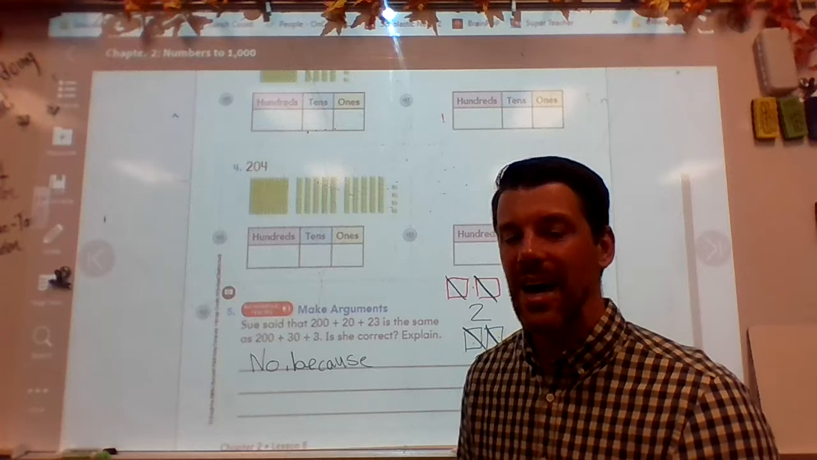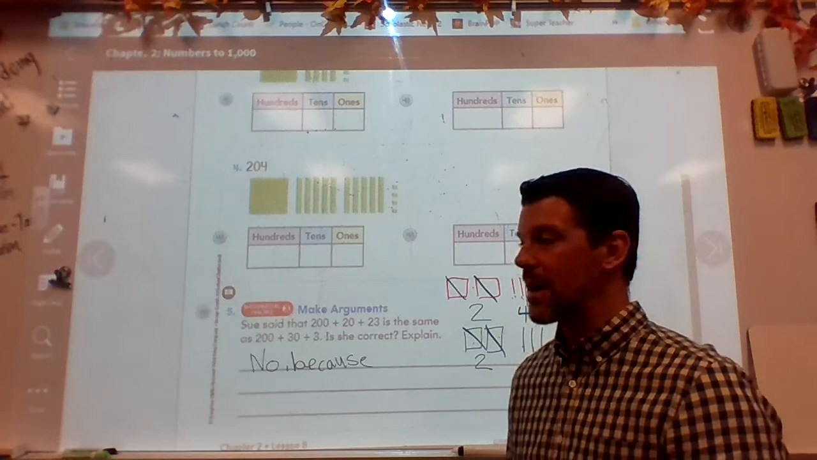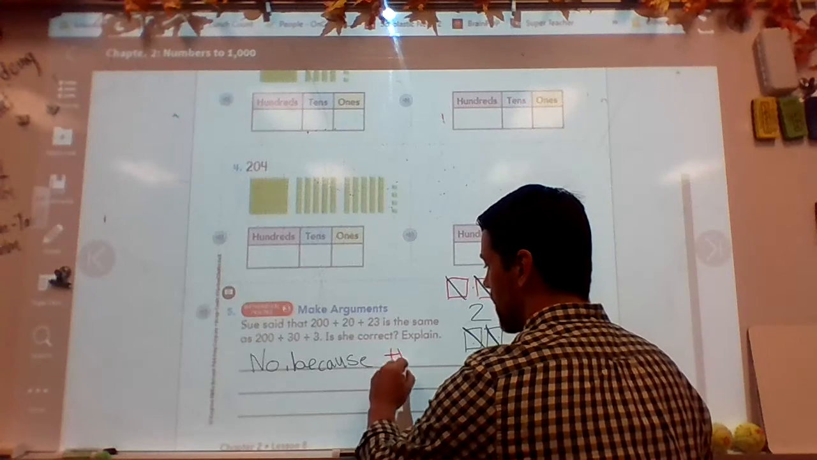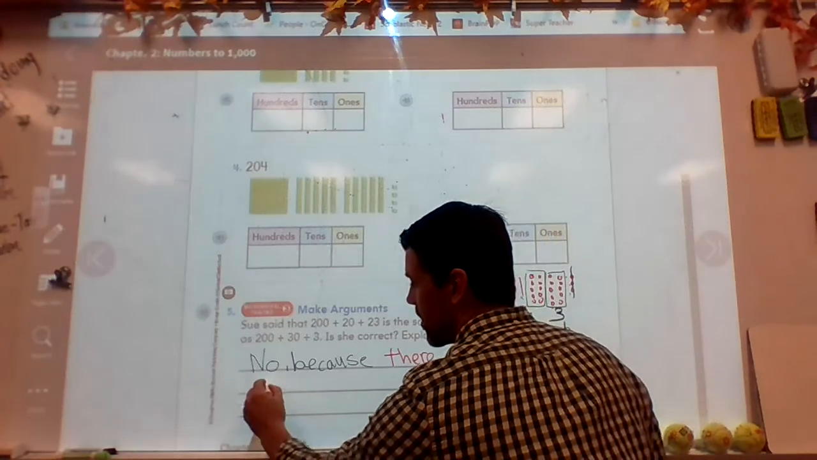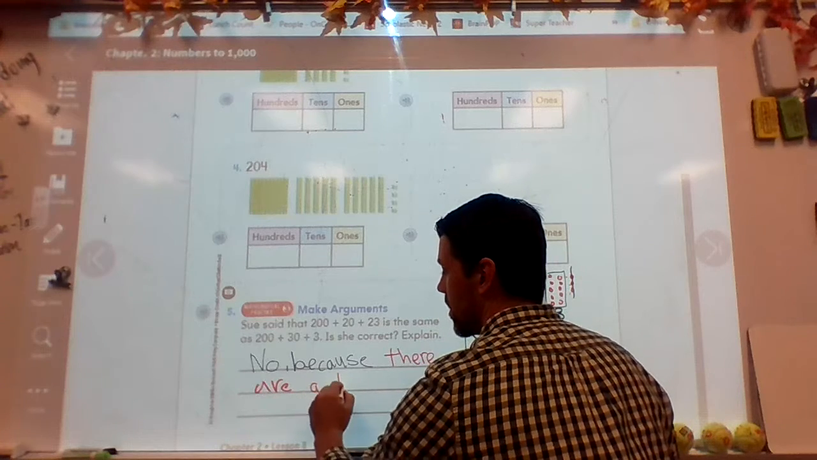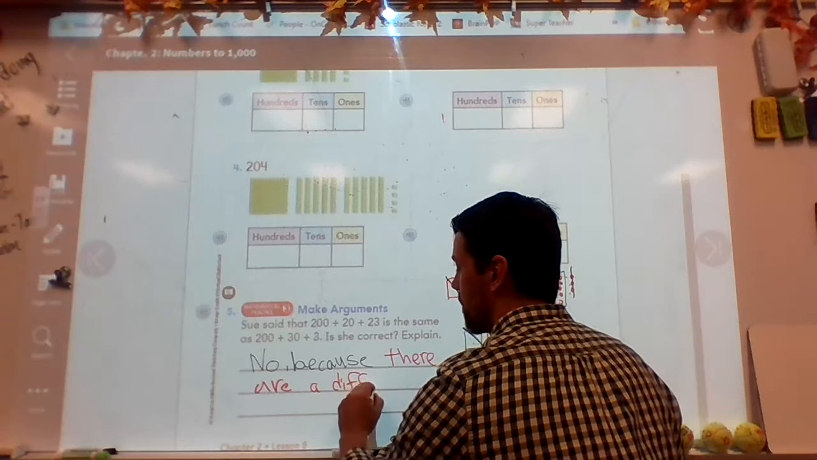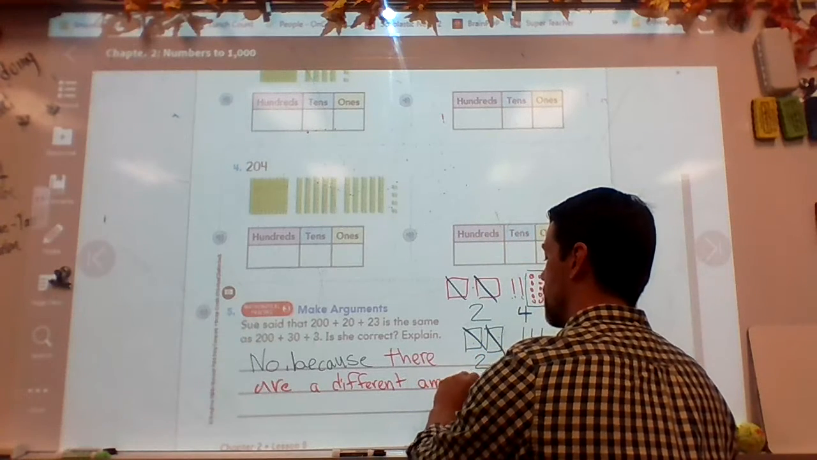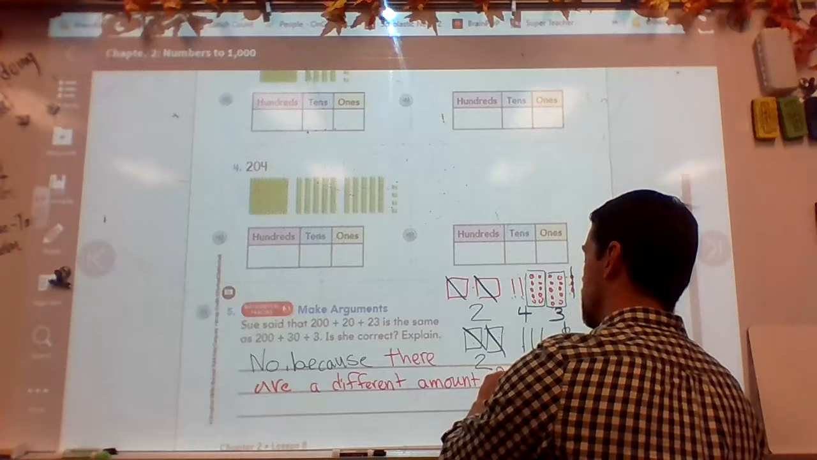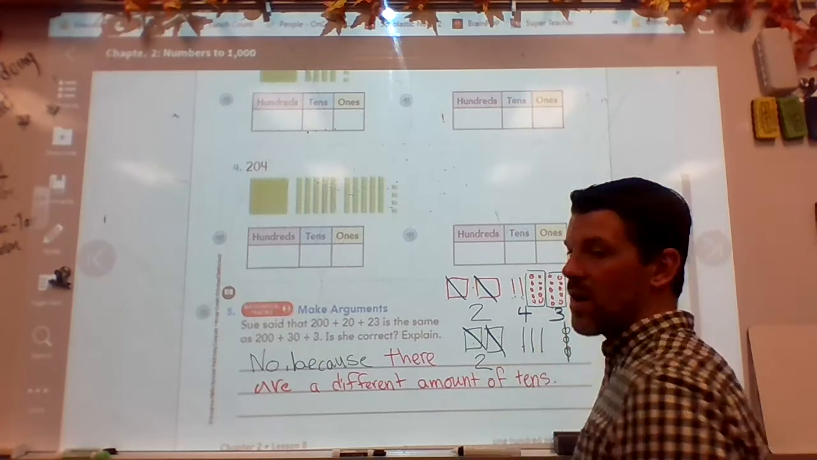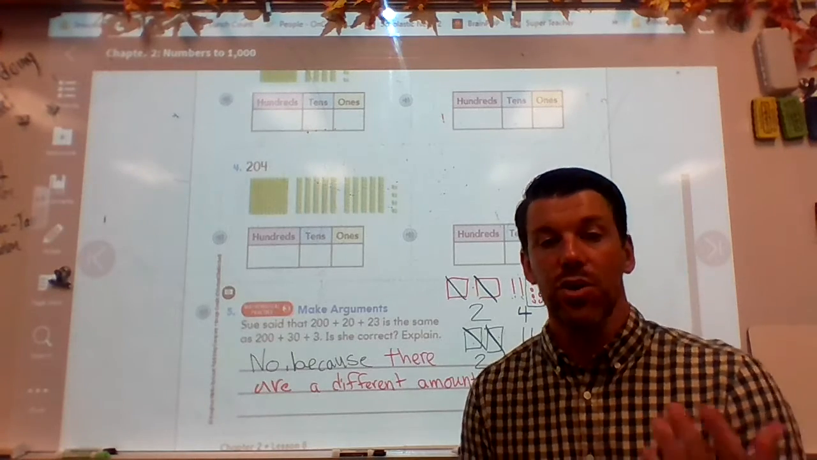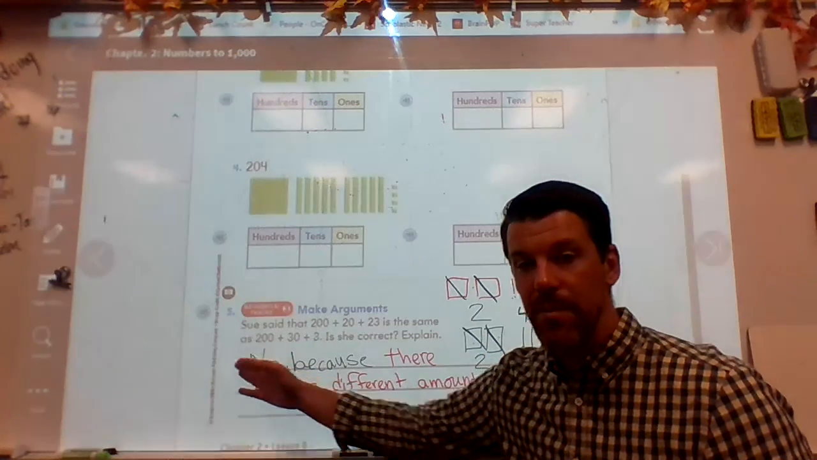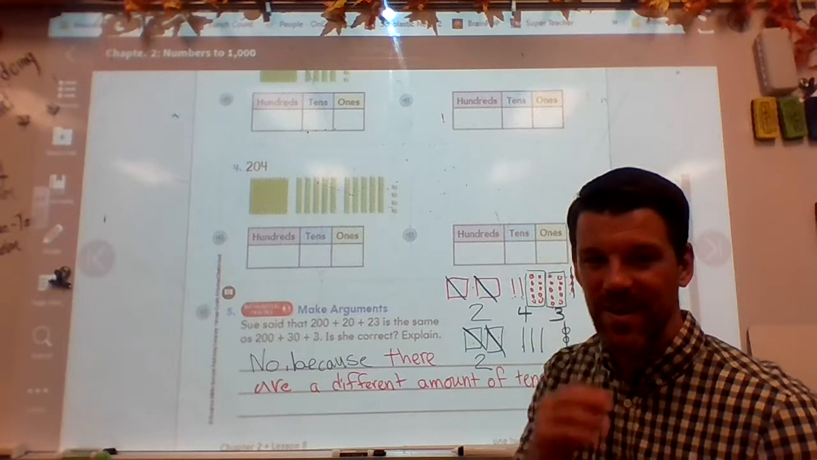So, no, it is not correct. And the reason that it's not correct is because there are a different amount of tens. Now, you could put something different. This is just what I chose to write. Don't forget to start with a capital and end with a period.